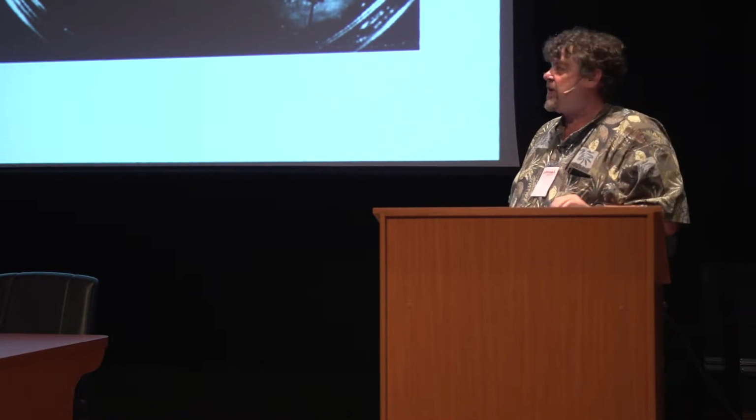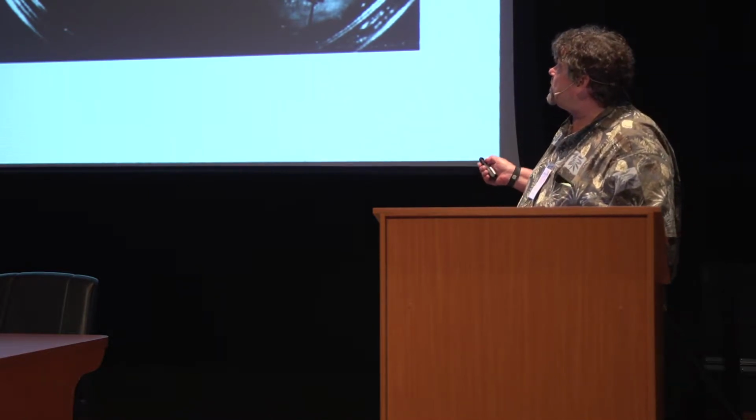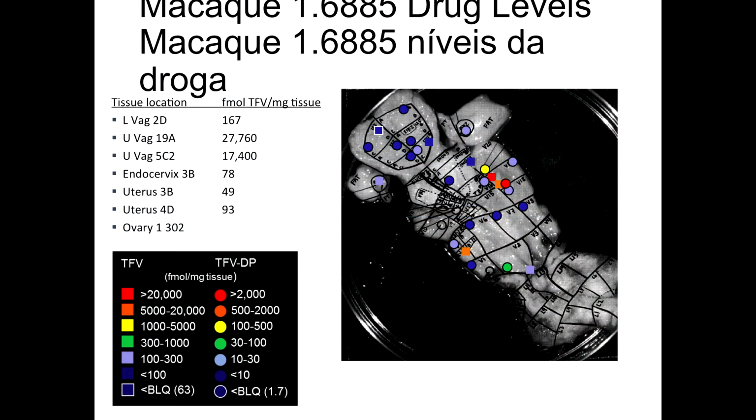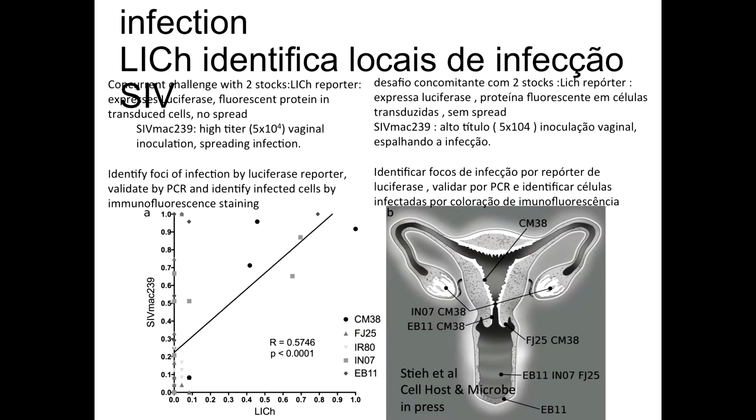So beyond using this vector to basically do in vivo PK/PD, because you ask where the drug is, how much is there, and did it protect or not, we've also begun to use this to identify the sites where real SIV infection is taking place. And I didn't have time to put it on my slides, but this paper came out this week in Cell Host and Microbe, and I'm glad to share the link.